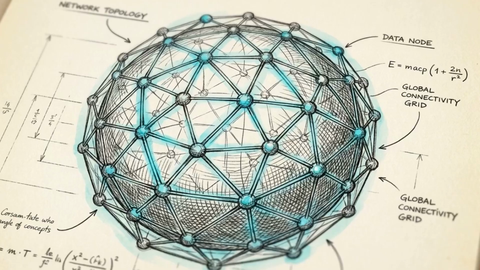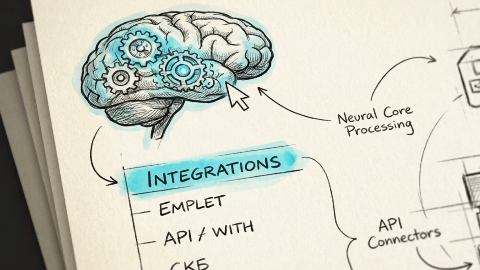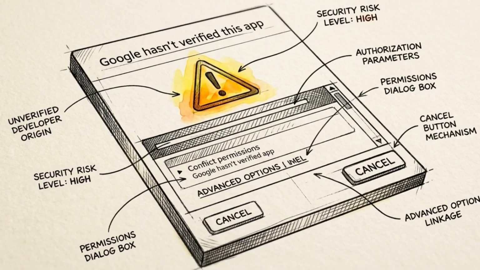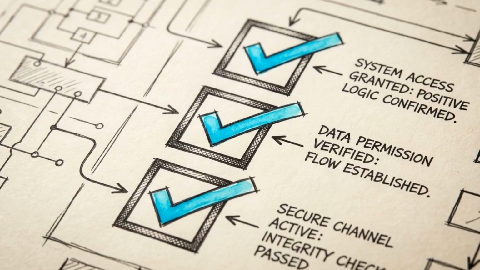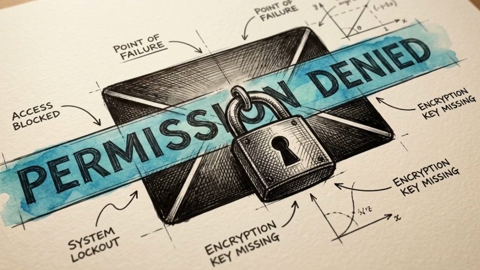Now we give our agent the ability to act in the real world. Navigate over to the left sidebar, click the brain icon, and open the Integrations menu. This screen shows the Google integration process, which is where most setups fail. When you connect Gmail, you must tick all the specific checkboxes on this permission screen. If you miss these, the agent cannot view your messages or send emails on your behalf.